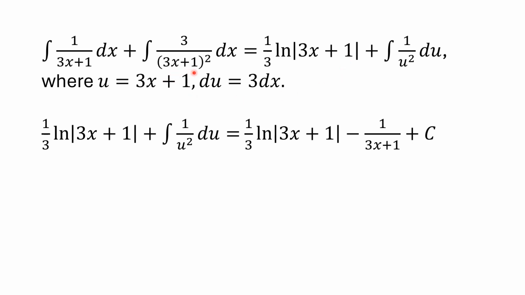Here u is going to be 3x plus 1, du is 3 dx, and that I can see a little bit easier. And so this I'm going to make 1 over u squared du. The 3 is already here, so we don't have to worry about that. So I get my first term plus the integral of 1 over u squared du, which is just going to be negative 1 over u. And so I get 1/3 the log of absolute value of 3x plus 1 minus 1 over 3x plus 1 plus c.